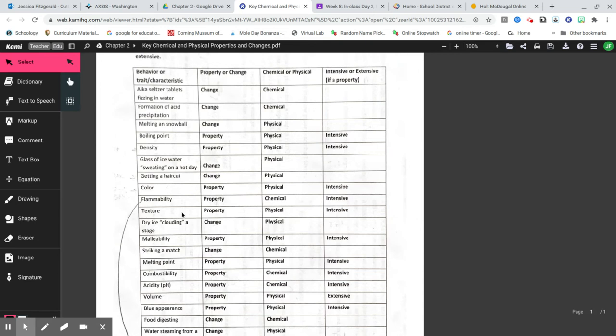Texture. Texture is a property because we're describing our matter. It is a physical property because, again, it's describing or classifying and it's intensive.